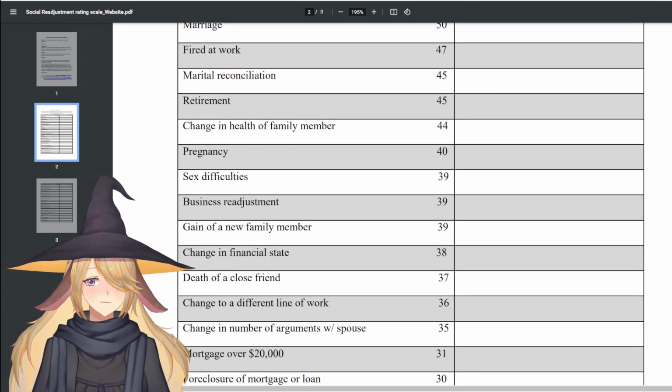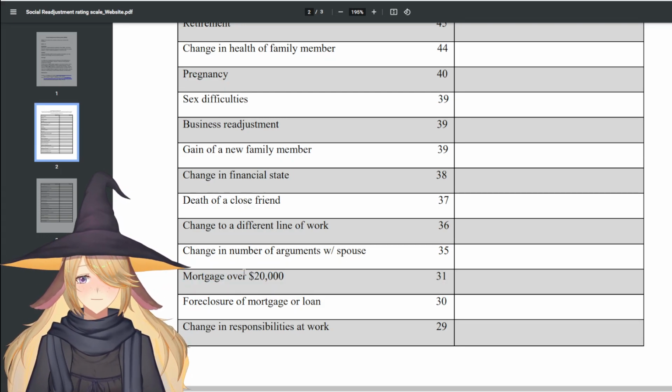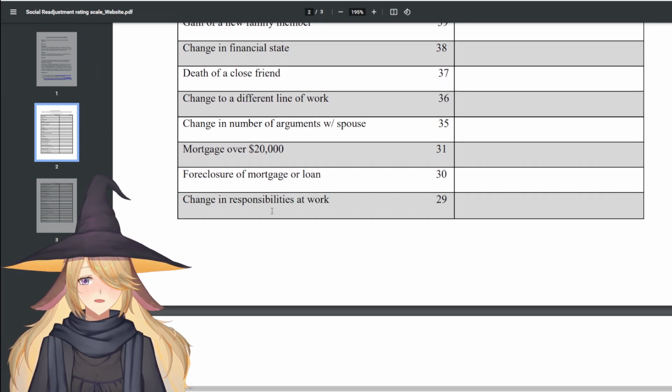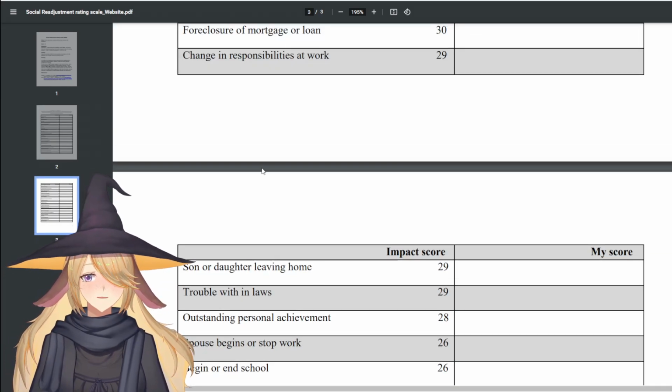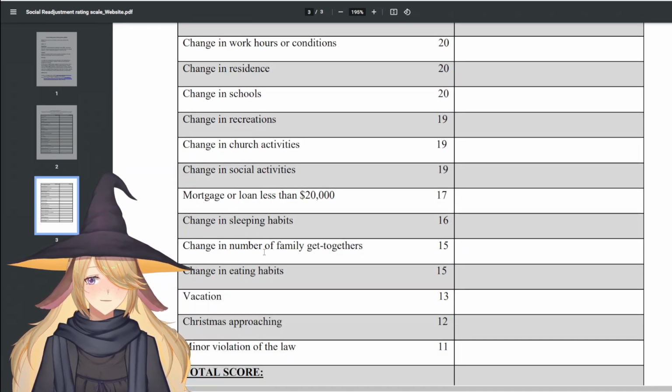And then we have stuff like pregnancy, gaining a new family member, having debt, something like a mortgage, or a change in your financial state, change in your responsibilities at work, that could even include being promoted, trouble with in-laws, moving, so on and so forth.